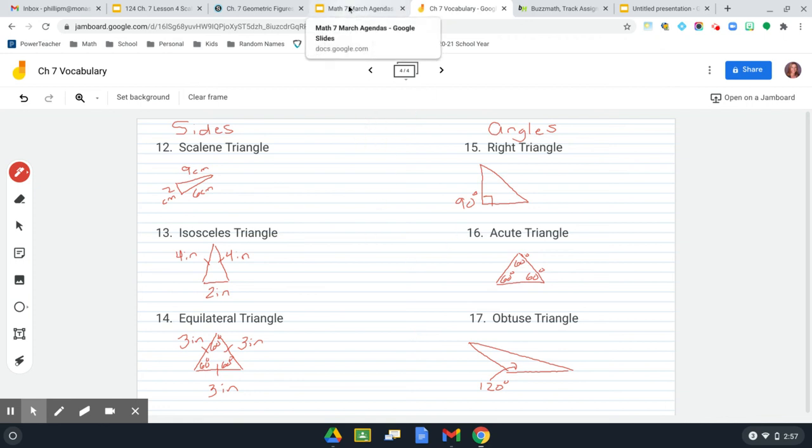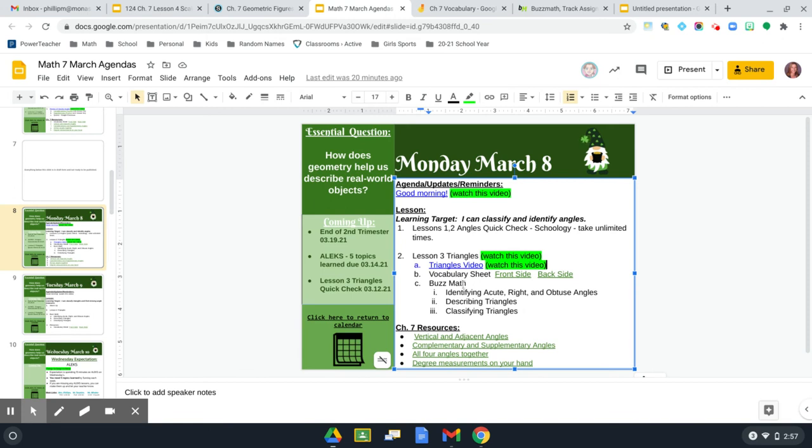So we're going to come back here. Your vocabulary sheet, now that we've just done that, is complete. And if you still have time, you may not, but if you do, letter C, BuzzMath. There are three listed here. Out of the three, two of them I've just added. The describing triangles and classifying triangles assignments are new. The identifying acute, right, and obtuse angles one was from about a week ago.